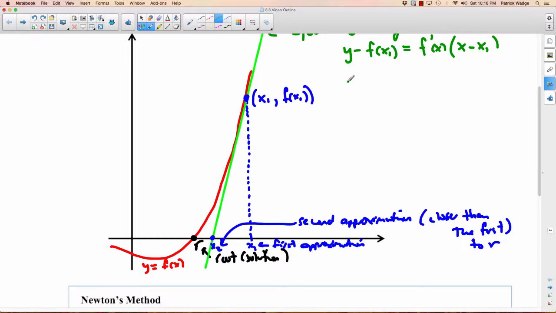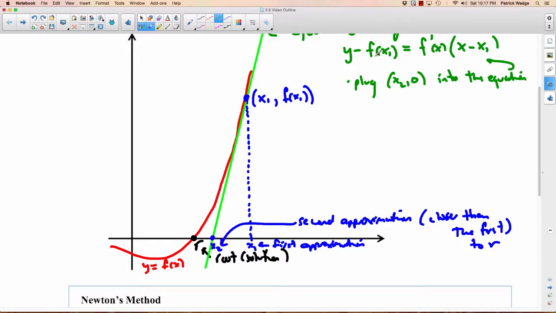So what we're going to do now is we're going to plug that point right there. Well, that point is x2, comma, what's the y value of that point? 0. We're going to plug x2, comma 0 into the equation. Into what equation? This one right there that we just found for the tangent line, right? Because that point is on the tangent line, so that point has to satisfy that equation.